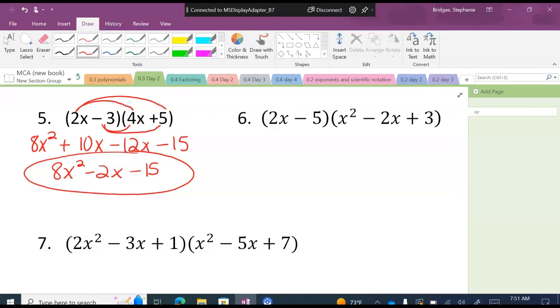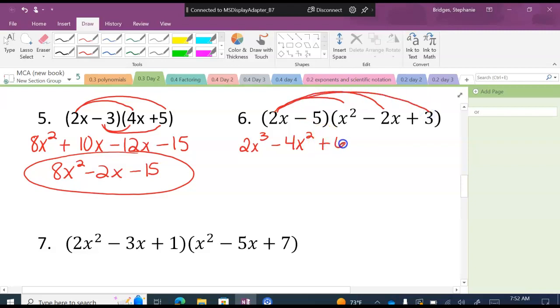I usually tend to draw these arrows just so I can keep track of what I'm doing. You don't have to do that if you don't want to. 2x times x squared is 2x to the third. 2x times negative 2x is a negative 4x squared. And then 2x times 3 is a positive 6x. So I've multiplied that 2x by all 3 terms in that second parenthesis.